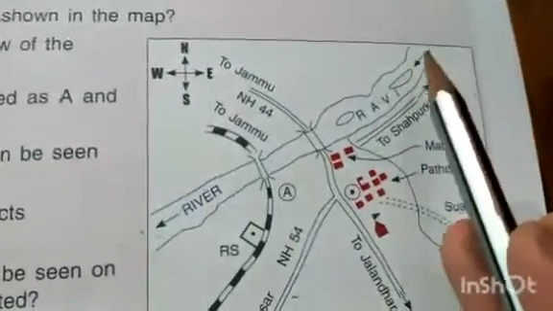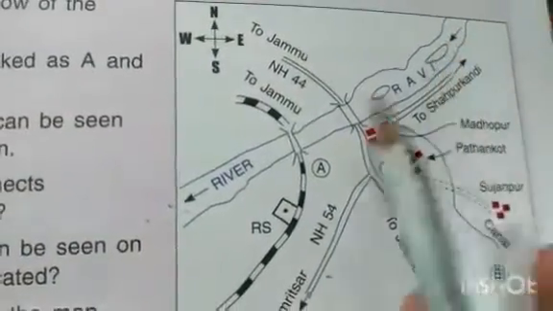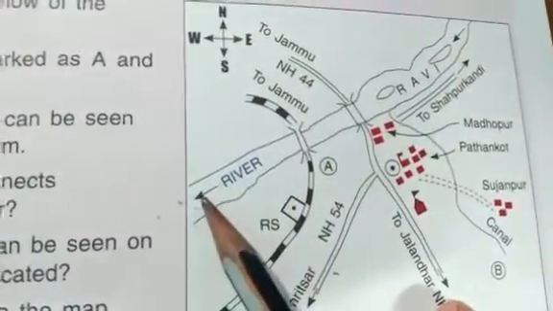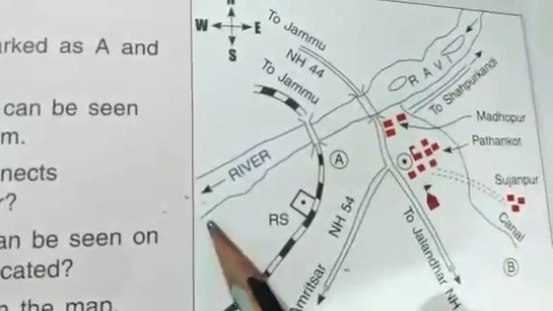Then, question number 2. Which direction is the flow of the river? Northeast to west. The direction of the river is northeast to west.